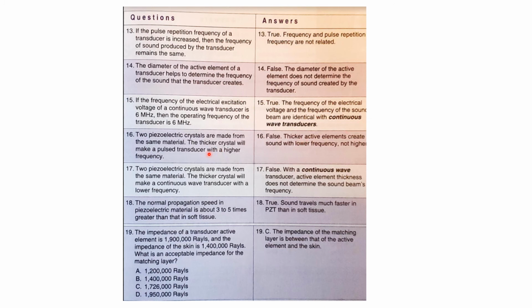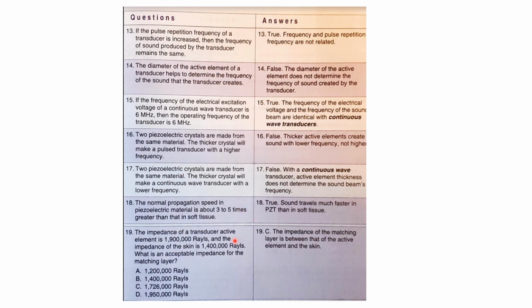Two piezoelectric crystals are made from the same material. The thicker crystal will make a higher frequency. That's false, because those are inversely proportional. If two of these crystals are made with the same material, the thicker crystal will make a continuous wave transducer with a lower frequency. That's false. A continuous wave transducer active element thickness does not determine the beam's frequency. The normal propagation speed in piezoelectric material is about 3 to 5 times greater than in soft tissue.